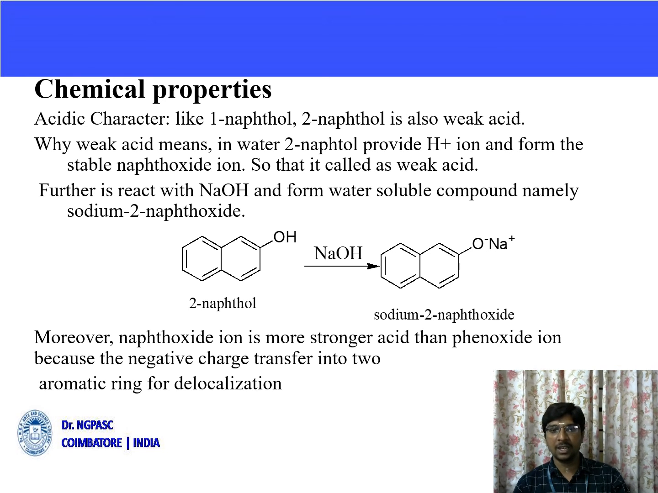Further, it reacts with sodium hydroxide and forms the water soluble compound, namely sodium 2-naphthoxide ion. And moreover, naphthoxide ion is a stronger acid than phenoxide ion. I already told this in the 1-naphthol slides. And why they are stronger is because they transfer the negative charge through the 2 rings. So 2 aromatic rings are present in the 2-naphthol compound, so the negative charge is shifted to the two aromatic rings for delocalization.